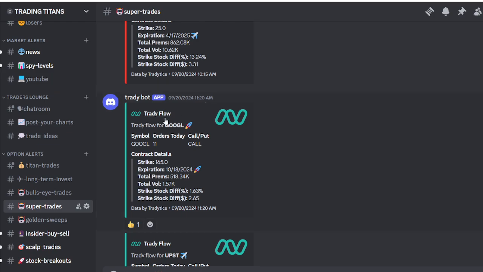And so you have a 165 call here. You have 1018, so you have your rocket ship here. You have a total premium of 518K, and then you have total volume of 1.57K. So based off everything we have and the confirmation, you're more likely going to see this play out than not, especially when Google's just pretty much really close.